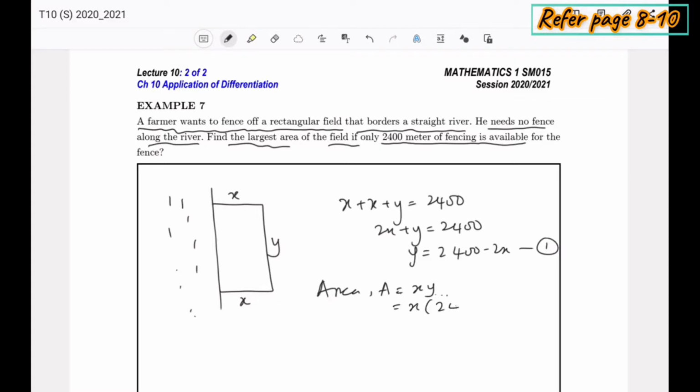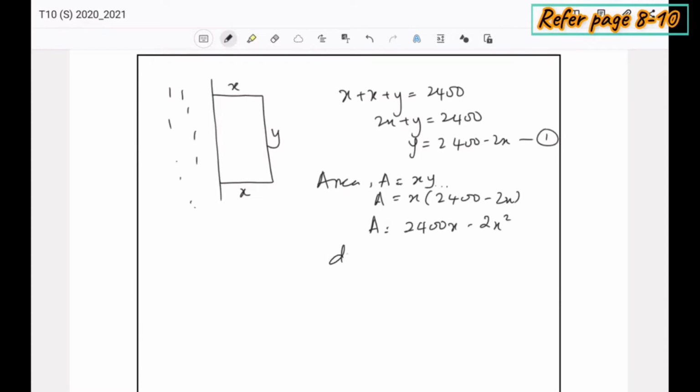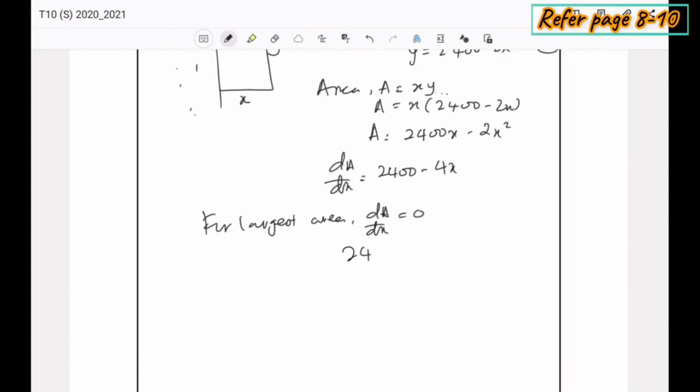So x times 2,400 minus 2x. So A equals 2,400x minus 2x squared. So find your dA/dx. So we have 2,400 minus 4x. For largest area, dA over dx equals 0. So we have 2,400 minus 4x equals 0. 4x equals 2,400. x equals 600.